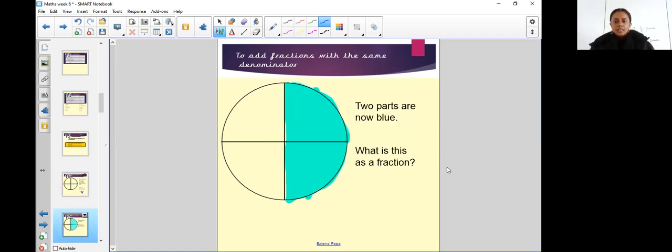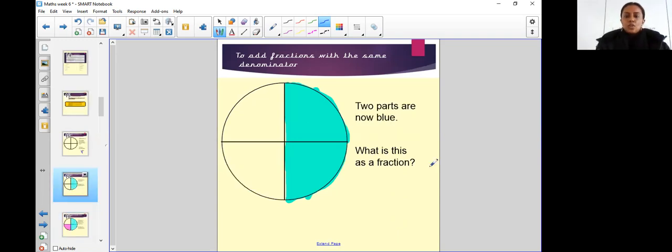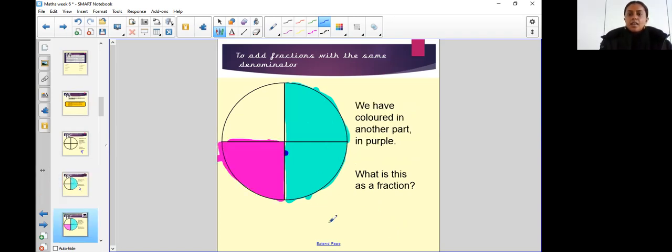So 2 parts are now blue. What is this as a fraction? When we have 2 parts that are blue, we have the fraction of a half, which is 2/4. We have coloured in another part in purple. What is this as a fraction? So if we coloured all of this in, we would have 3/4.